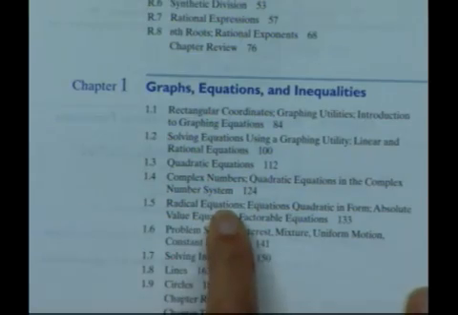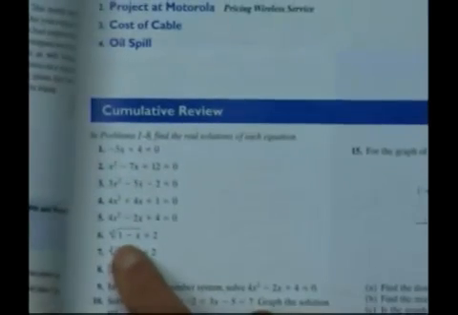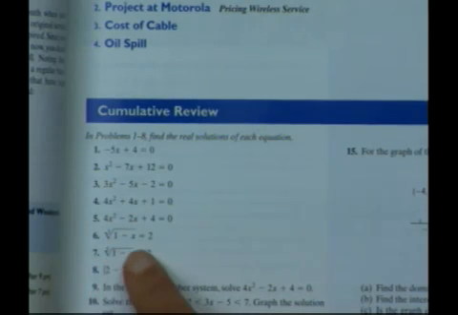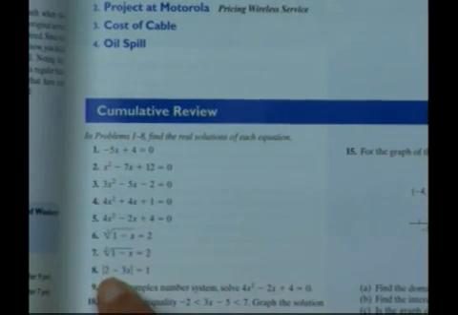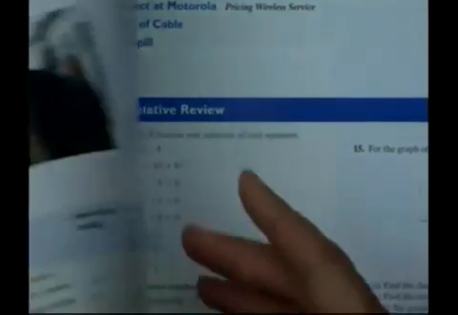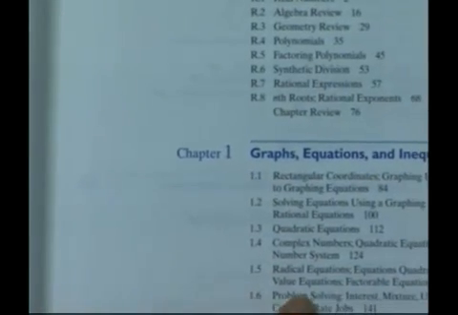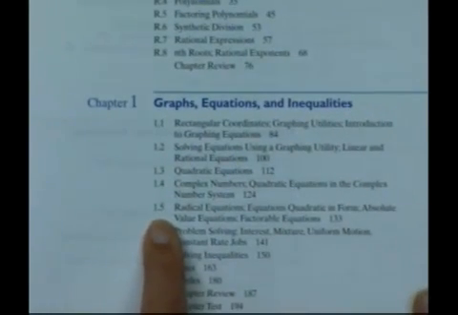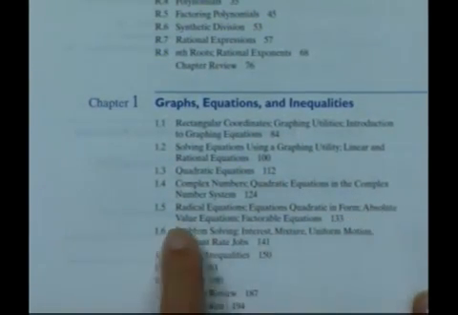Radical equations, that means when it's got a root. If you look at problems number 6 and 7, there's a cube root. Number 7 is a fifth root. Those are called radical equations. So you go back and look at that little section. Question 8 has an absolute value in it. That's an absolute value equation. And if you look, section 1.5, here's your absolute value equation.